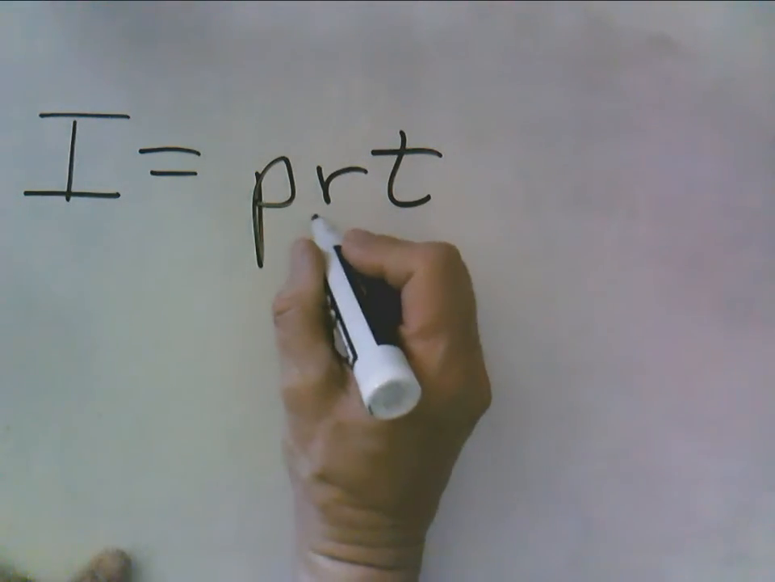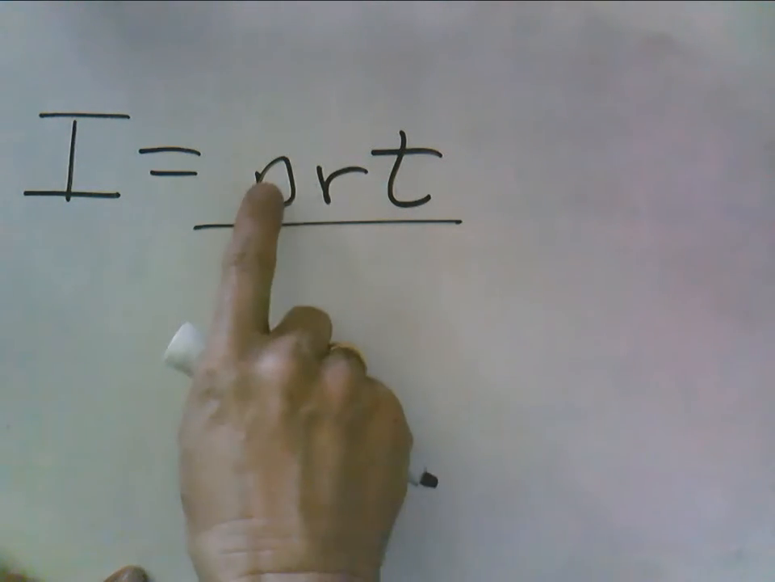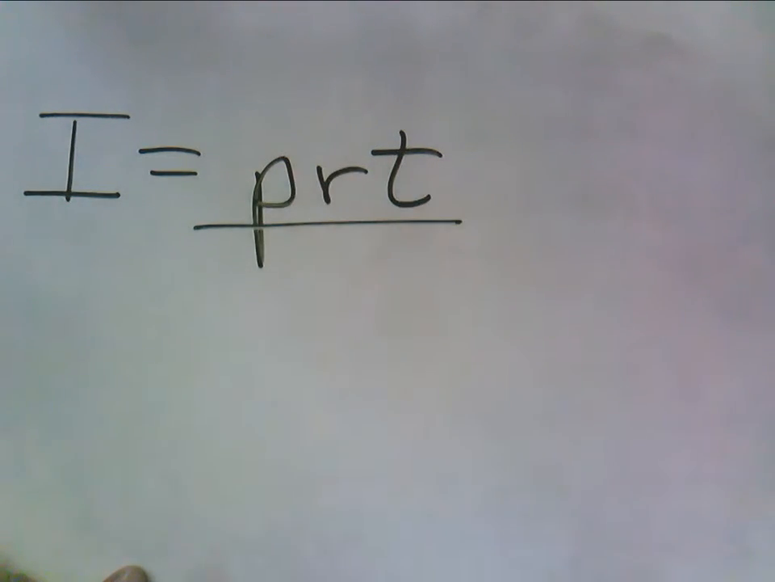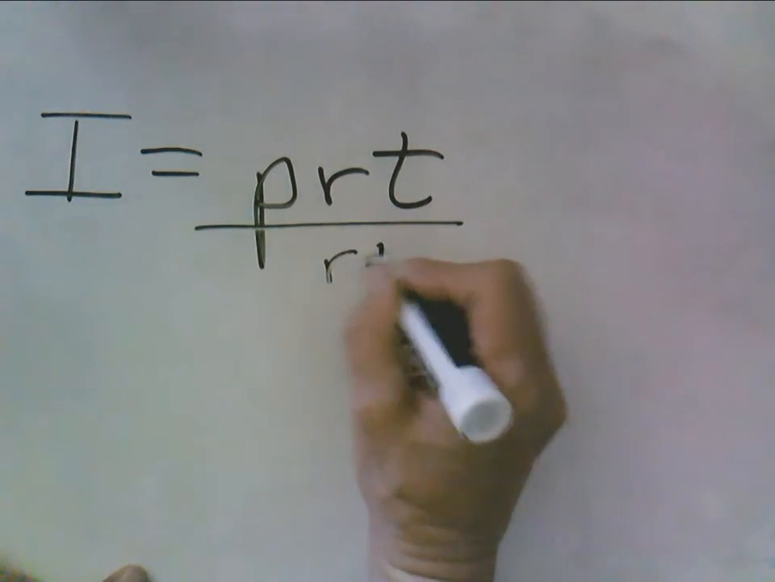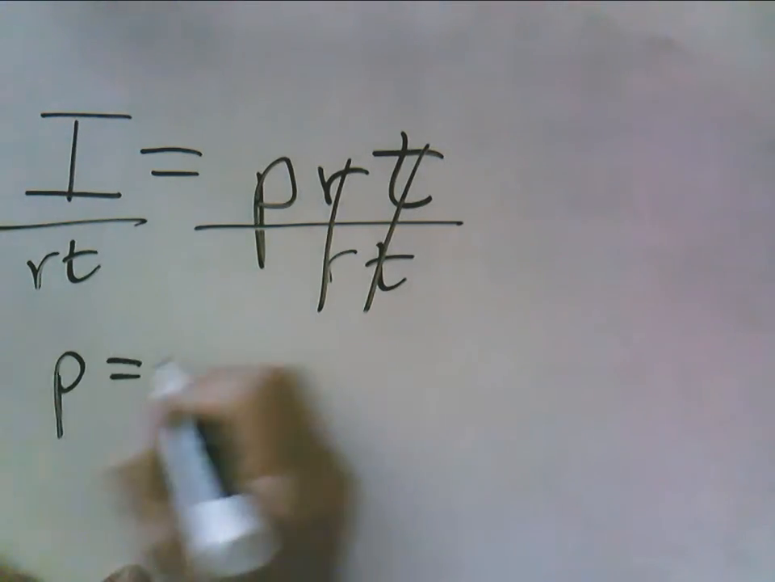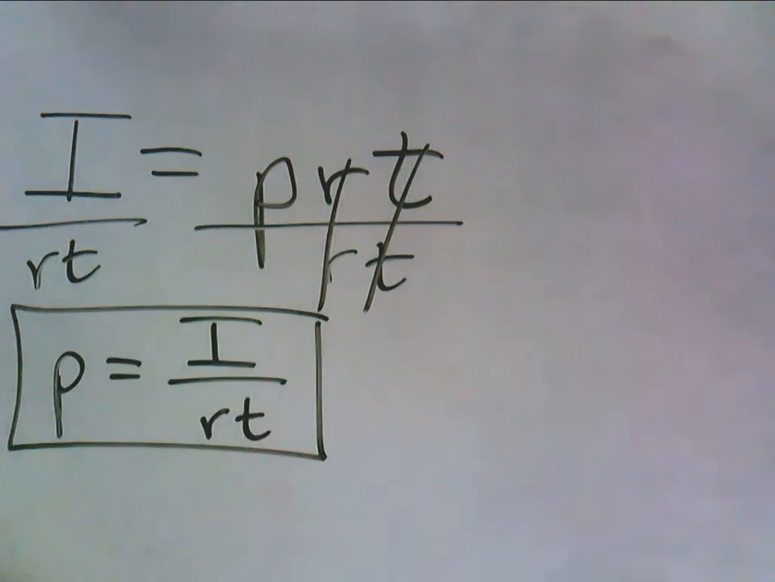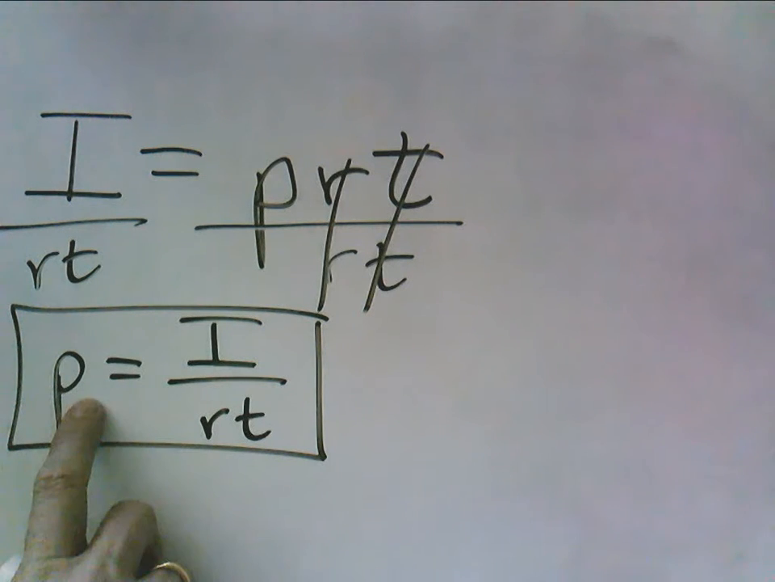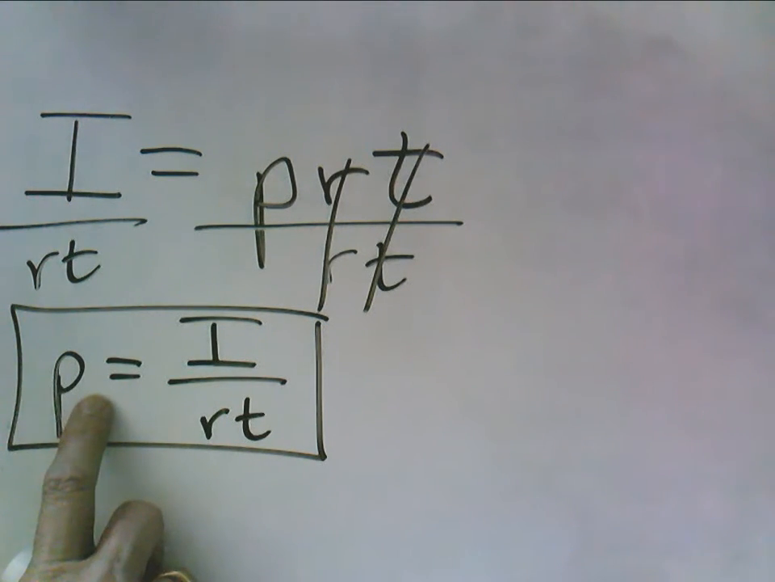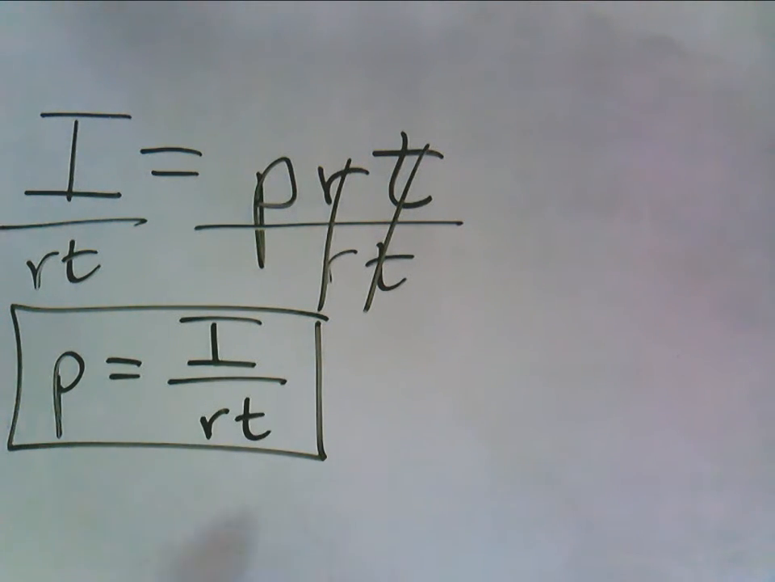Well, to solve for P, that means isolate P. How do I isolate P? Well, right now P is being multiplied by R and T. How do I undo that? I divide by R and T. So I get P equals I over R times T. I have just now solved the interest formula for the principal. So this way, if I know the amount of interest I need, the rate I can get, and the time I can invest, this will tell me how much I need in principal.